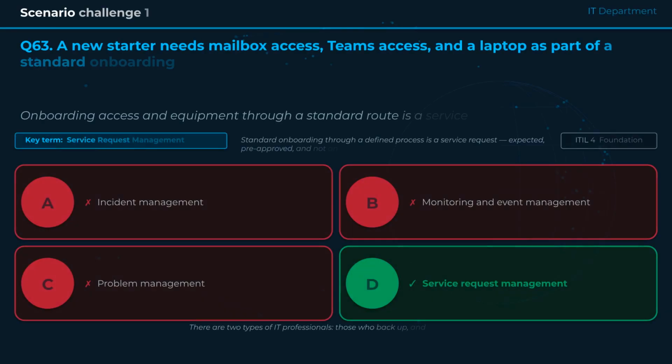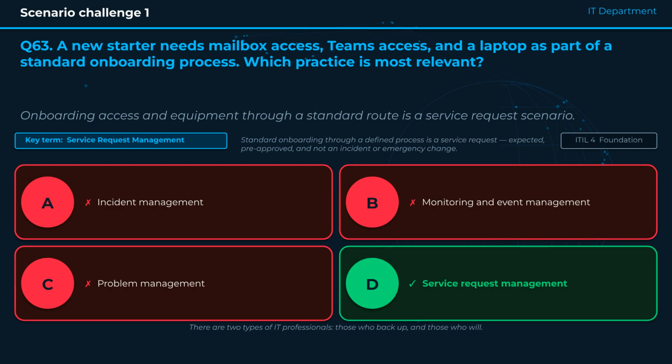The correct answer is D. Service request management. Standard onboarding through a defined process is an expected and pre-approved service request. It is not an incident or an emergency change. Onboarding access and equipment through a standard route is a service request scenario.